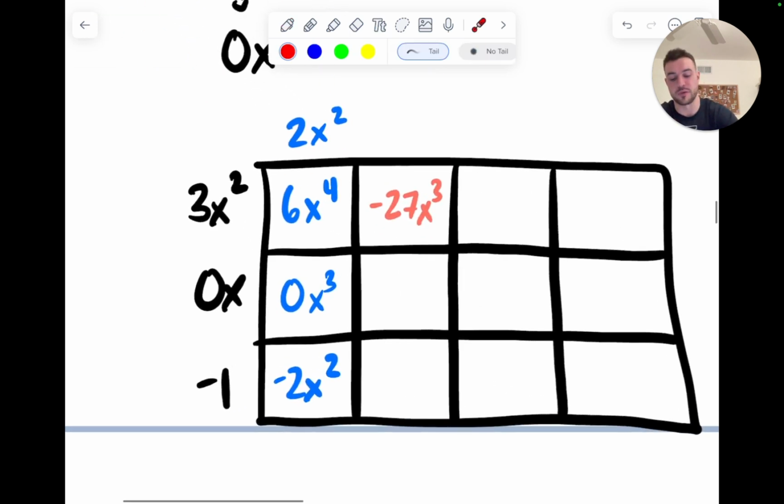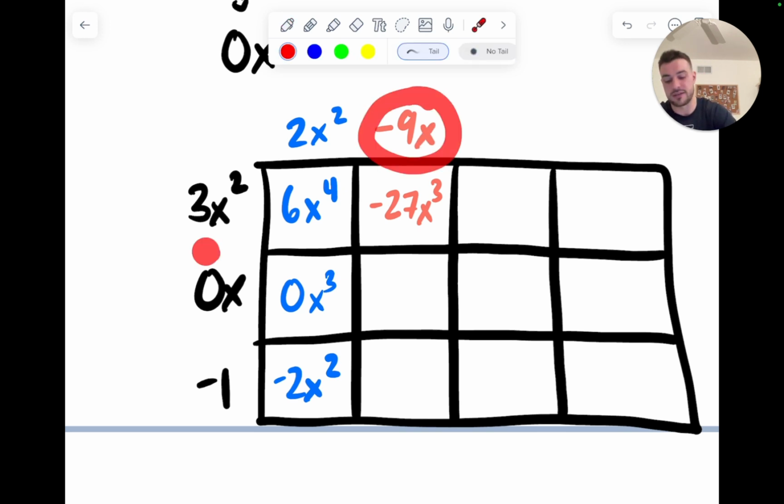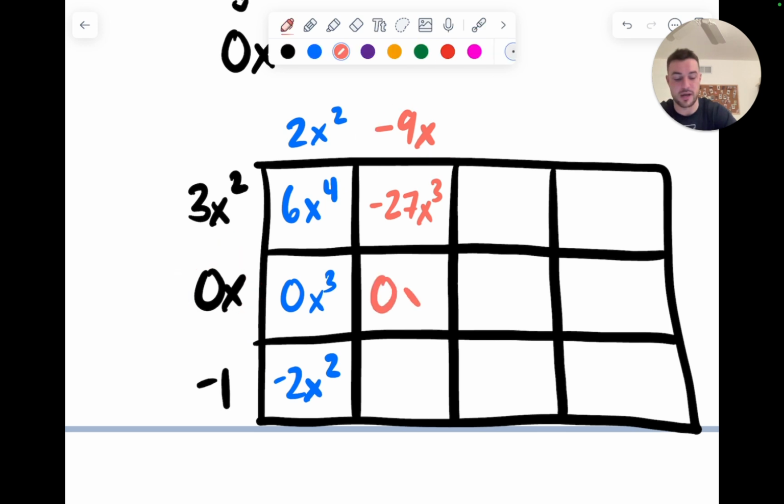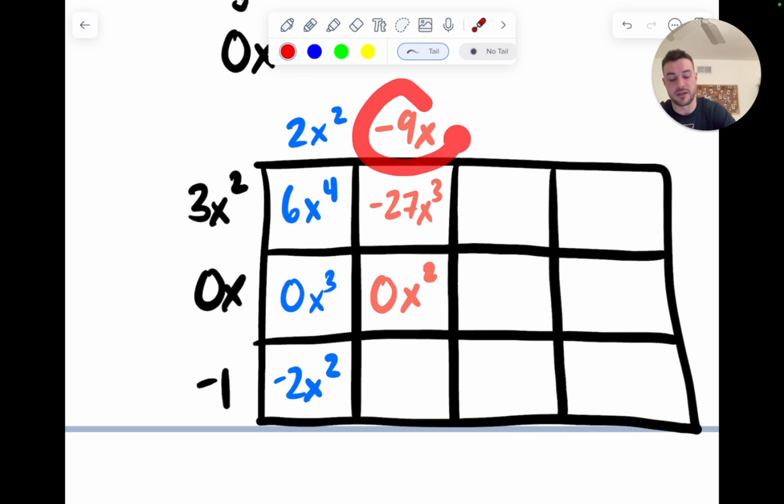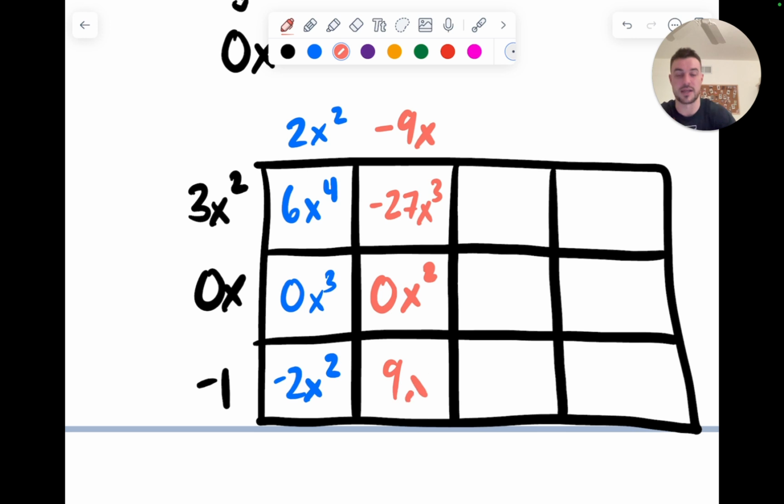So same idea as before. This is our area. This is our side length. 3x squared times what is going to give me our -27x to the third? The answer here is a -9x. If I fill this in, -9x times 0x is a 0x squared. -9x and -1 is a positive 9x.